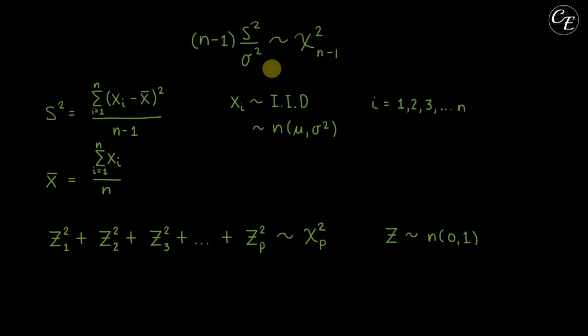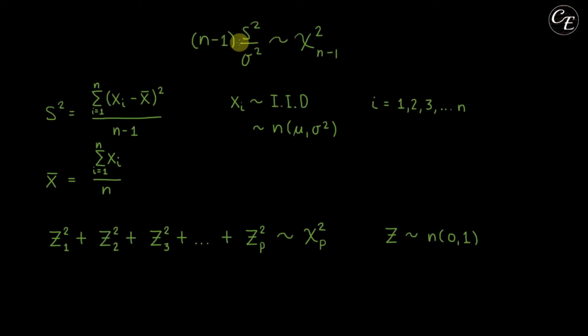Hello everyone, in this video, I'm going to show you how to prove the theorem that n-1 times the ratio of the sample variance over the population variance has a chi-square distribution with n-1 degrees of freedom. This n is the number of samples, or the sample size.